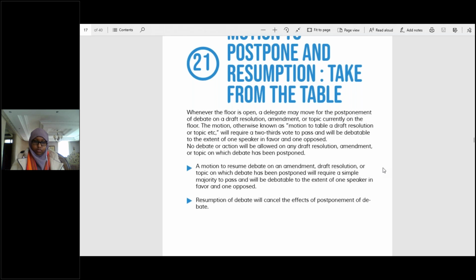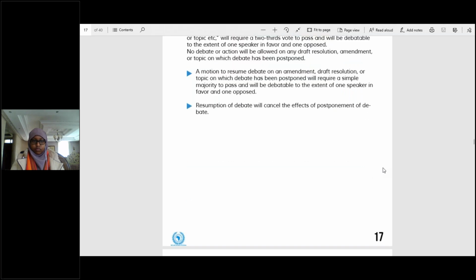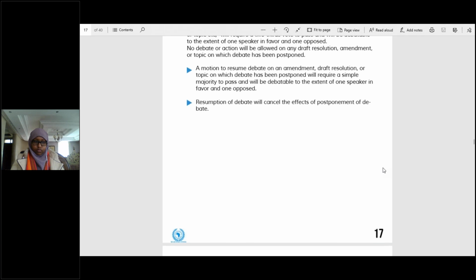So a motion to resume debate on an amendment, draft resolution, or topic on which debate has been postponed will require a simple majority to pass and will be debatable to the extent of one speaker for and one speaker against. And then resumption of the debate will cancel the effects of the postponement. So when you've decided to take it from the table, you can continue discussing it.